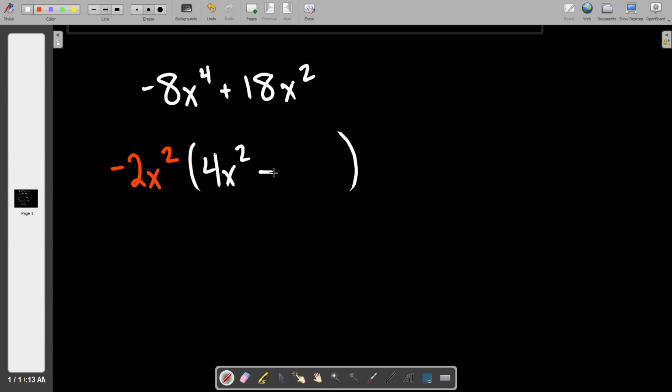And what happens to 18x squared if you divide it by 2x squared? What's left? 9. Just 9. And if you said 9x, I really want you to think about why you said that. It doesn't have any more x's. We pulled both of them out. There are none left. Okay. What do you see?